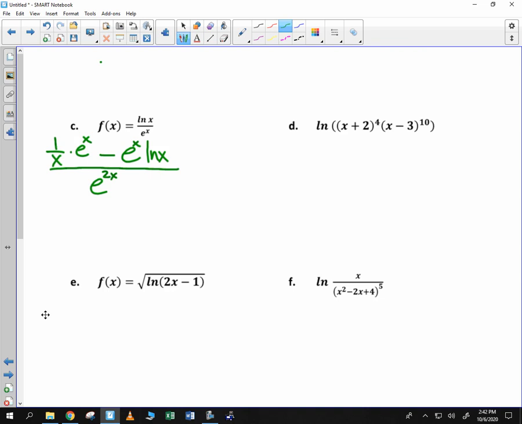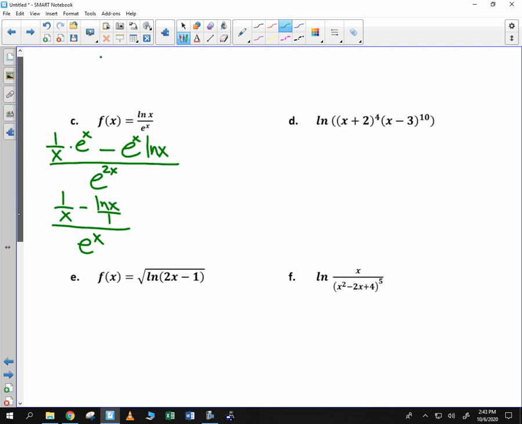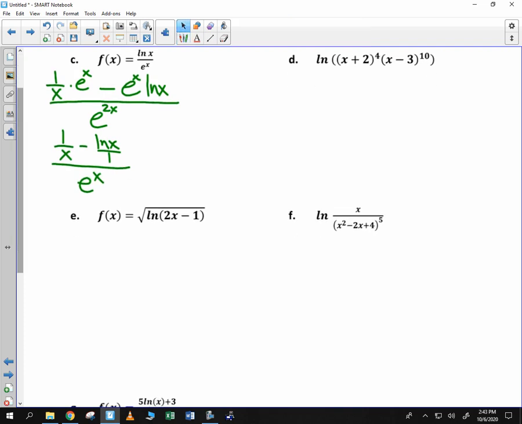Notice you can factor an e to the x out of the top, and it will cancel with the bottom. So I have 1 over x minus natural log of x, all over e to the x. I'm going to multiply the top and bottom by x so that I have common denominators. And I get 1 minus x natural log of x over x, divided by e to the x over 1. When you multiply by the reciprocal, notice that you get an e to the x in the denominator. That's my derivative.